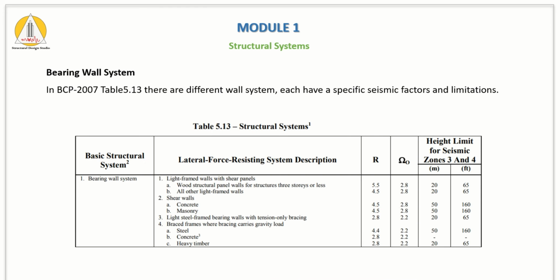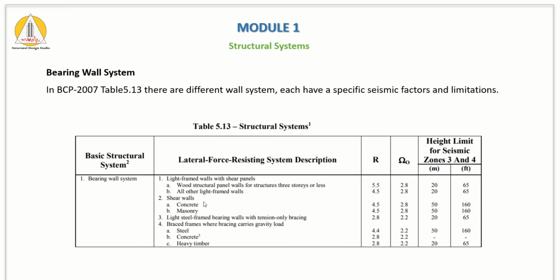And as per the Building Code of Pakistan 2007, in table 15.13, the structure system table, you can see the basic structure systems. There is a column in which the first one is the bearing wall system, in which we have different types of systems. For example, the light frame wall with shear panels has its own R values. With wood structural panels, these are the R values. This is the overstrength factor omega for amplification, and these are the seismic zone height limits for zones 3 and 4. This is the height limit on the building.